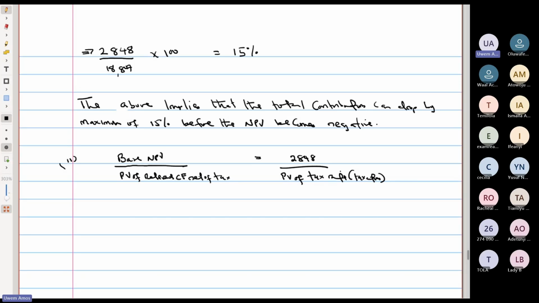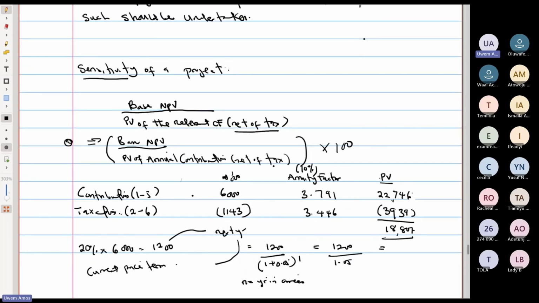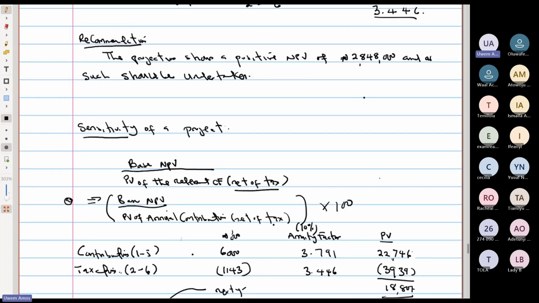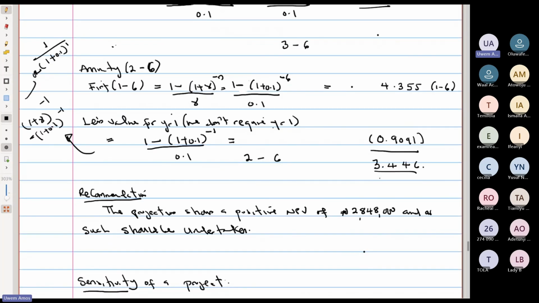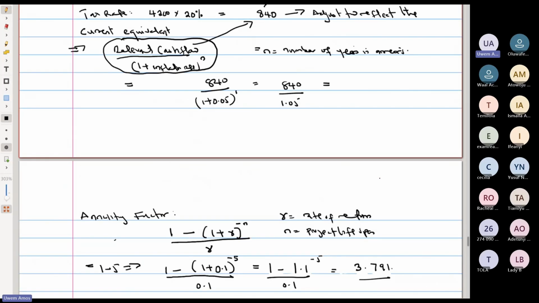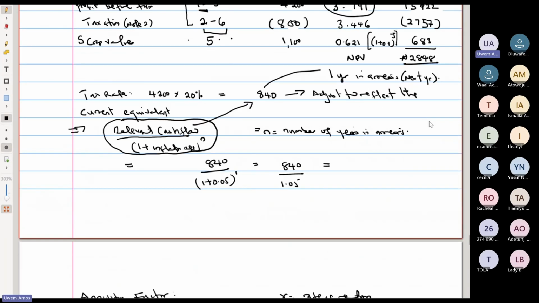So let's look at what our tax is from our computation. We'll go to our computation because we're using format 2 for our sensitivity analysis. We'll go to our computation of tax in our question for the annuity format question. So what do we have as our tax for year 2 to 6? 2757. That one is pretty straightforward.